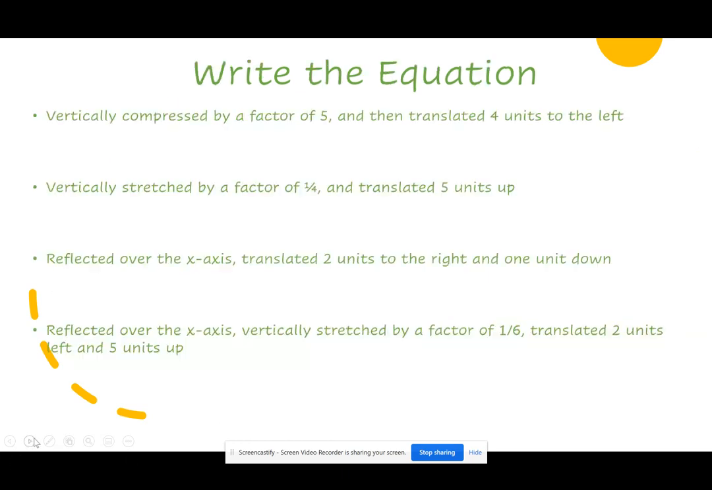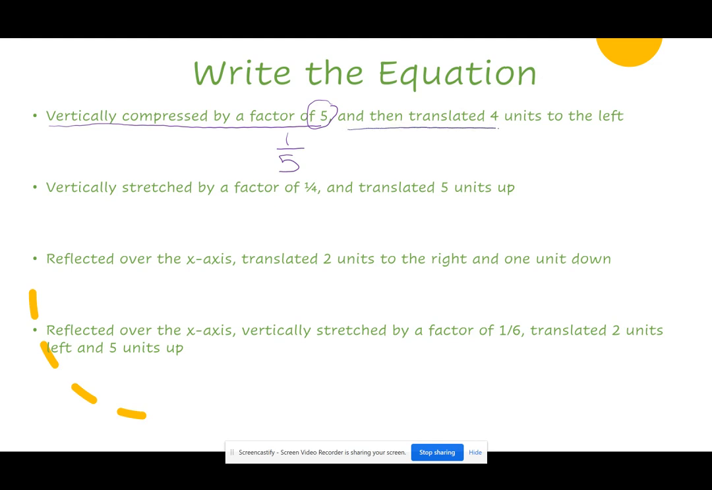And now we're going to do the opposite. So now we get a description and I want you to write the equation. So we'll just go through this step by step. So vertically compressed. So automatically when I hear compressed, I'm thinking it's a fraction. So by a factor of 5, that makes sense because since it's the reciprocal, we're going to have a 1/5 in front of here.